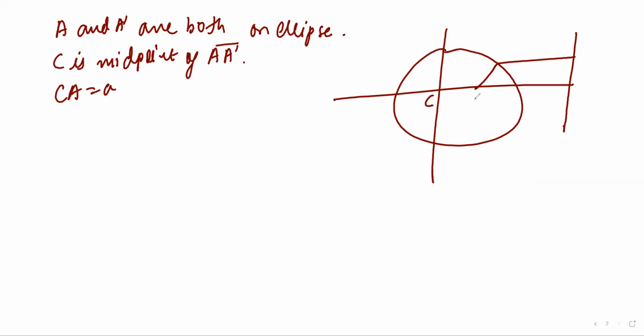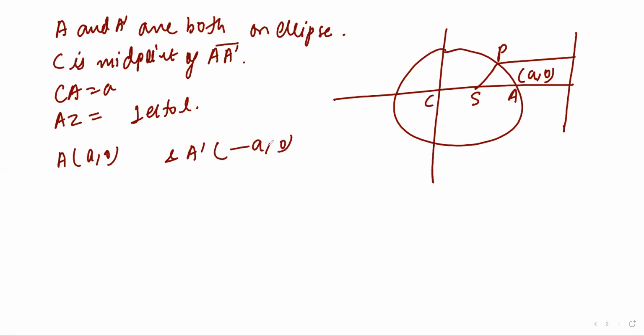This is C, this is S, this is A. A is (a, 0). This is the point P. Next one is AZ. AZ is the perpendicular distance to L. Now see the next point. The A coordinate we know is (a, 0), and the A dash coordinate is (minus a, 0). Let the S coordinate we are taking as (p, 0), and the Z coordinate is (q, 0).